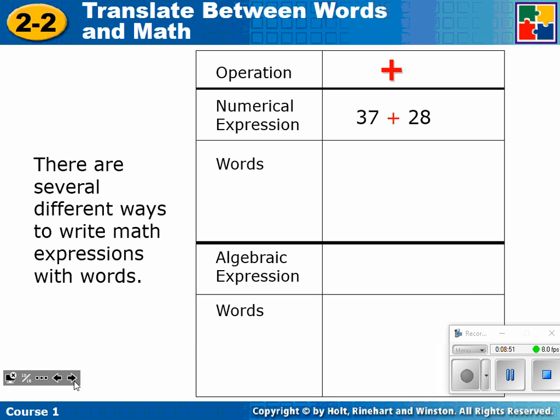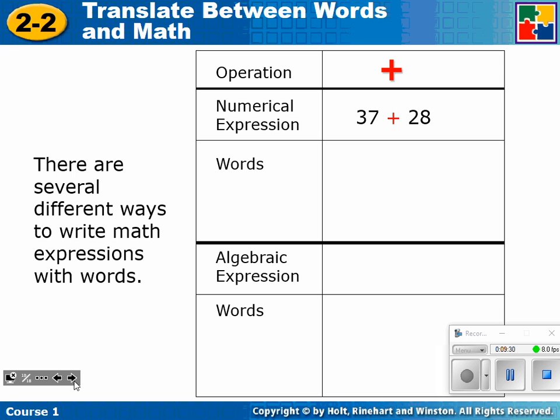We got addition. There are different ways to write this and say this in words. What's the most obvious? If I asked you, what does this say? What would you say? You would say 37 plus 28. What's another way to say that? That's pretty much the same. It's just you're switching the numbers around. How about 28 more than 37? How about, and even better because you're using the vocabulary, the sum of 28 and 37.